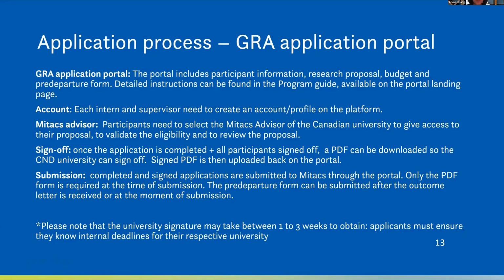And then once the Canadian university signs off, you can upload that signature page back onto the portal and click submit. So it will be submitted through the portal, and then there will be a step that says pre-departure form. Some students can get it done at the time of submission. They do have the option of submitting the pre-departure form after the outcome letter has been received by the student. Next slide, please.